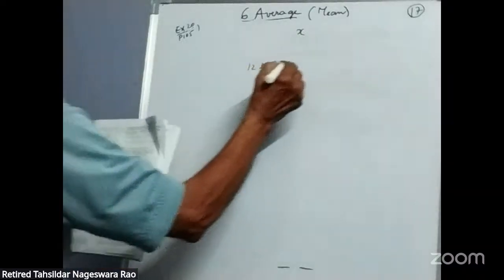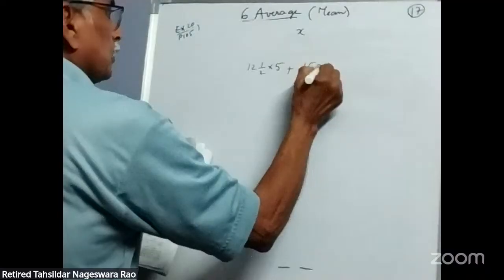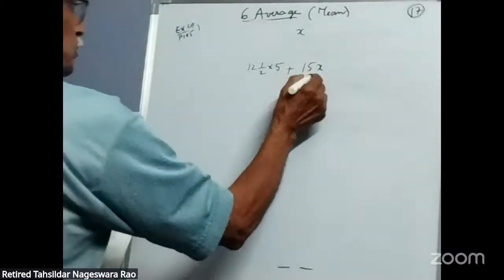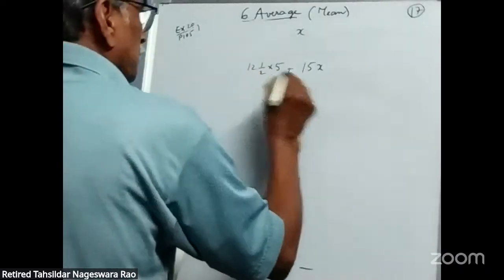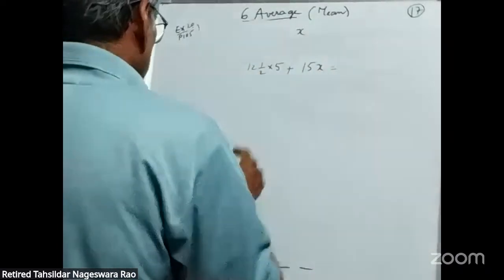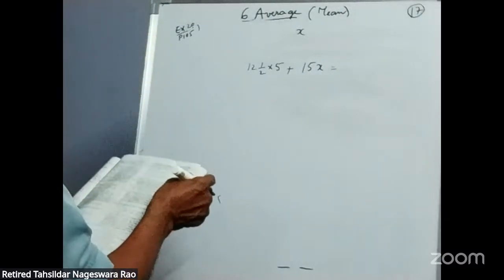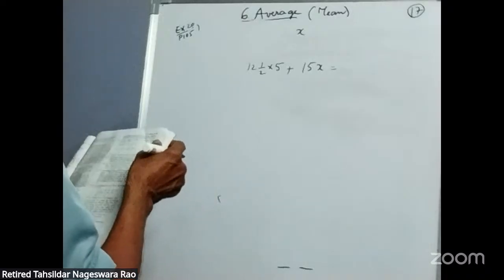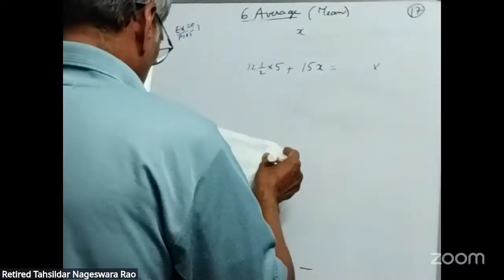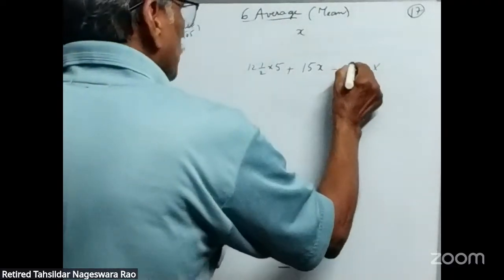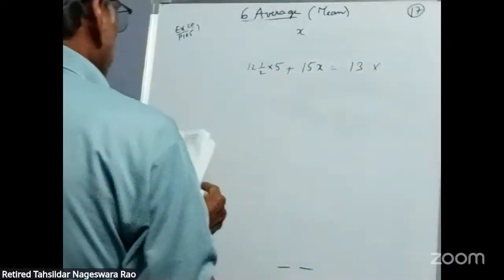It should be 15x, the original age total, plus the age of the 5 students who joined. The total will be equal to the total sum of all the students. That means the average is now increased by 6 months. 12.5 plus half is 13 years, the 13 years average.